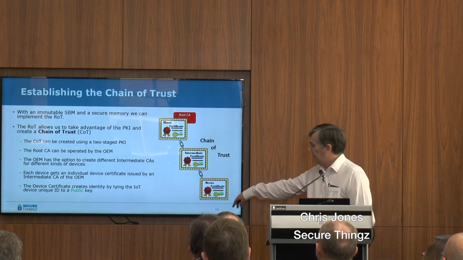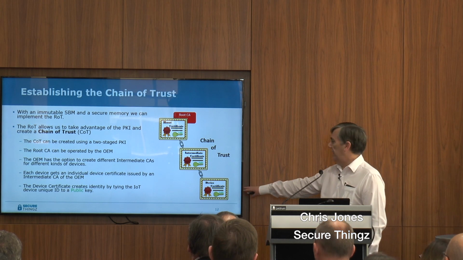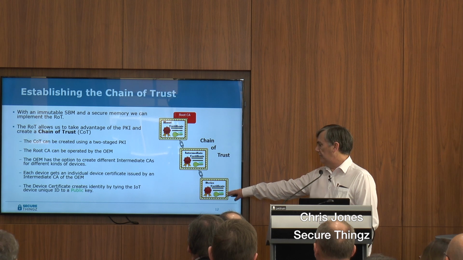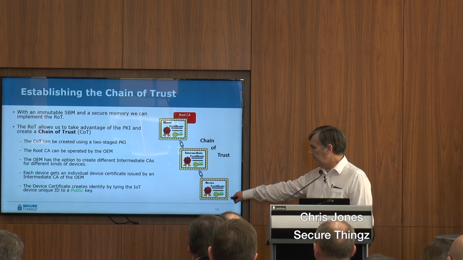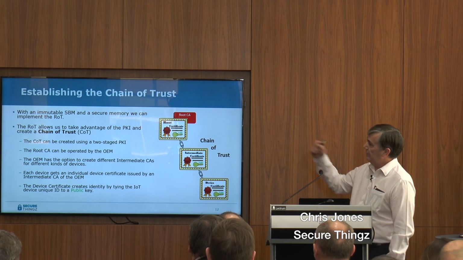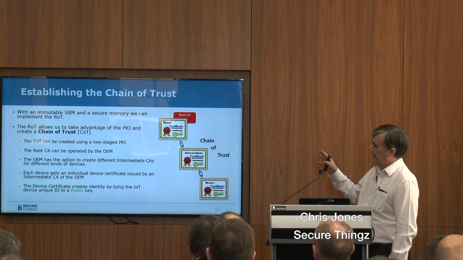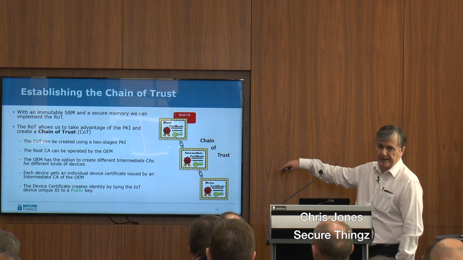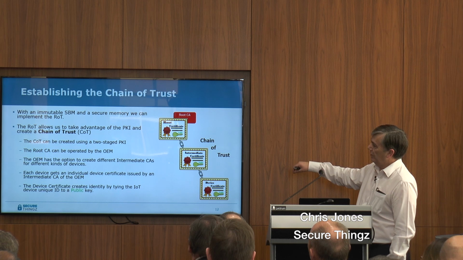So down here we'll have a device certificate. This will hold your public key of the cryptographic key pair, and this will be linked to other certificates moving up the chain. So here the root of trust allows us to take advantage of PKI. The chain of trust can be created using a two-stage PKI or three-stage.